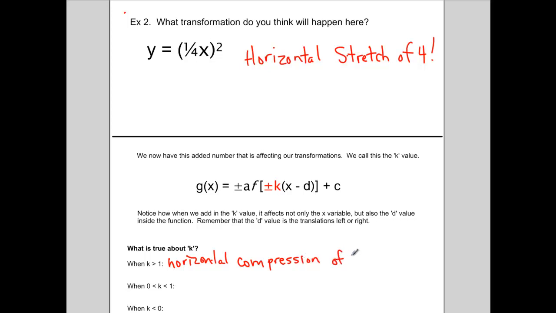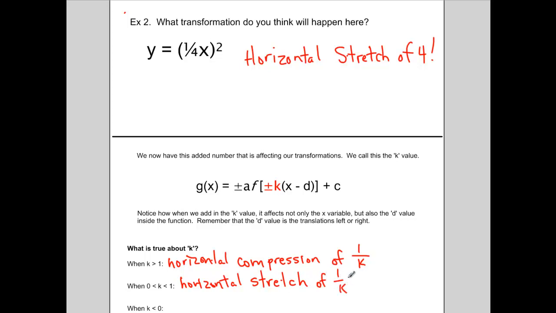And we say it's a horizontal compression of the reciprocal of k, or whatever 1 over k is. So if k is 2, it's a horizontal compression of 1 over 2, or 1/2. When k is less than 1, but greater than 0, so still positive, we notice, like up here, that it's actually a horizontal stretch, and again, of the reciprocal. So when k is less than 1, but greater than 0, we have a horizontal stretch, and again, of whatever the reciprocal of k is, so of 1 over k.